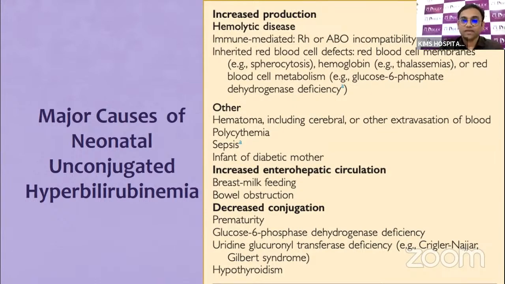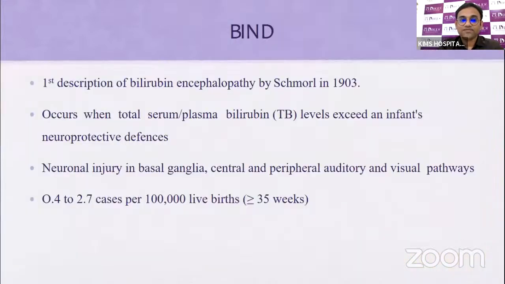In cases of congenital hypothyroidism, babies usually have a significant amount of unconjugated hyperbilirubinemia. BIND, bilirubin-induced neurological dysfunction, was first described as bilirubin encephalopathy by Schmorl in 1903. BIND usually occurs when the total serum or plasma bilirubin level exceeds the infant's neuroprotective defenses.